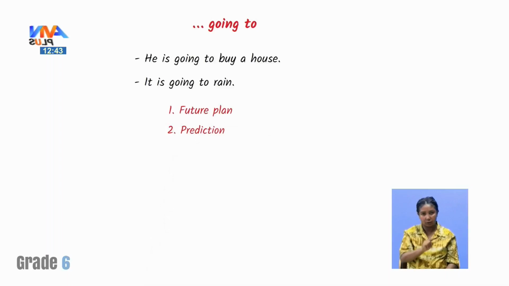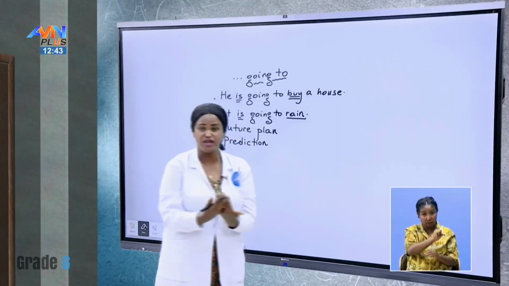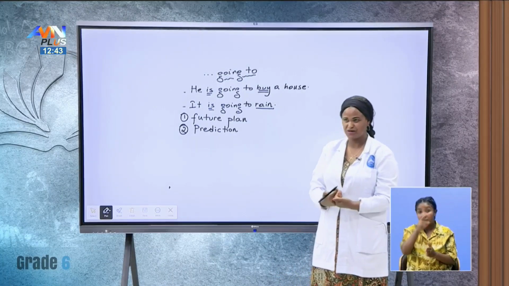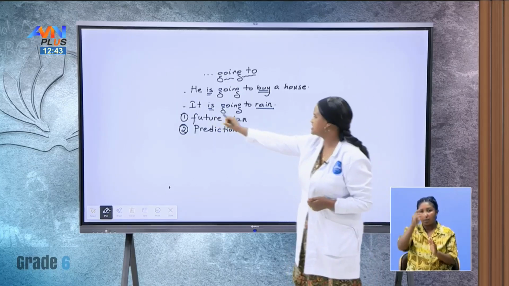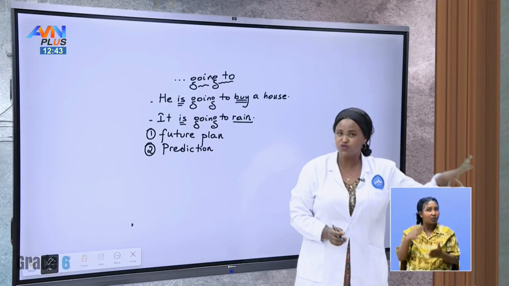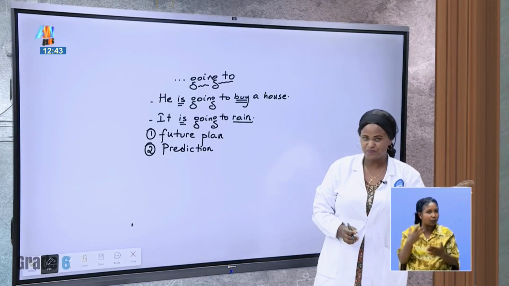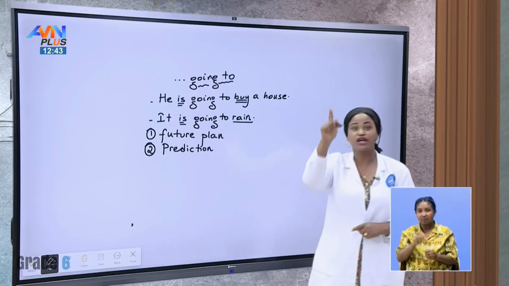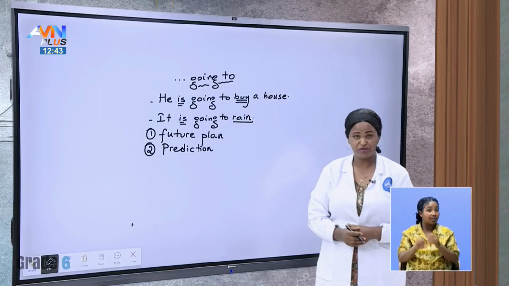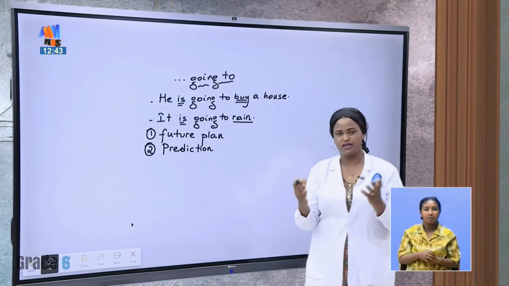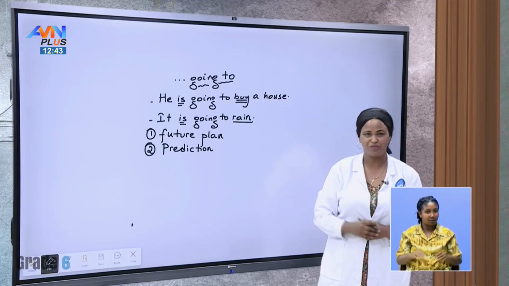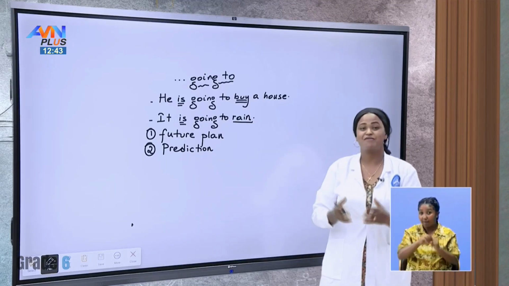Prediction. When you are making a prediction and using going to, that means there is some fact that becomes the reason for you to predict. For example, for the person who says it's going to rain, maybe the person has heard it from the weather news. Or maybe the person has seen clouds in the sky, right? That can be one base for our prediction. It is very cloudy now. It's going to rain. That is making a prediction based on some facts.